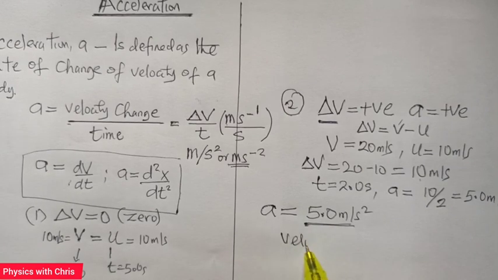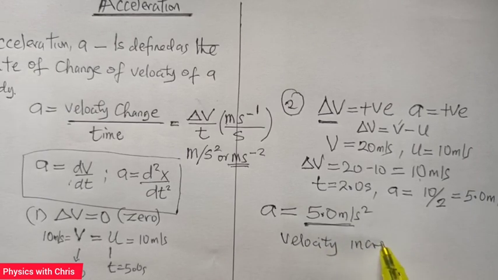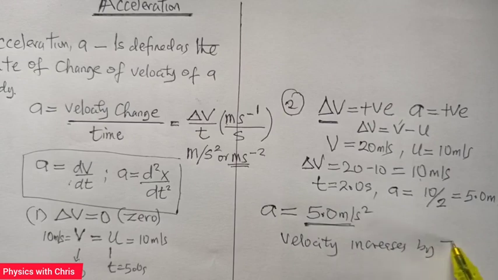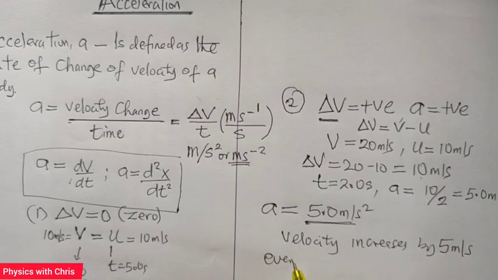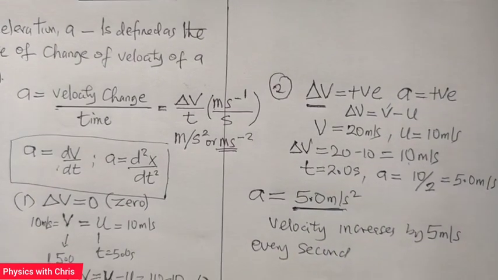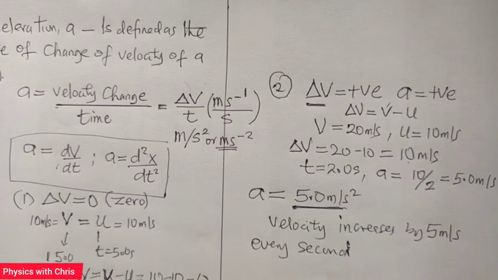That is, the meaning of acceleration of 5 meters per second squared means that the velocity of the body increases by 5 meters per second every single second, as long as this 5 is kept constant, as long as that value is the same. That's what it means. That's what it implies. An acceleration of 5 meters per second squared means that the velocity increases by 5 meters per second every single second.